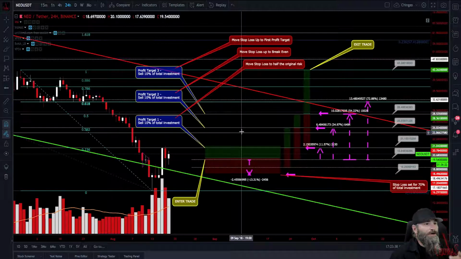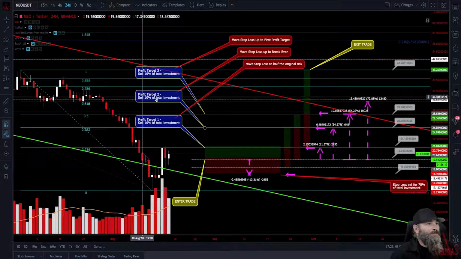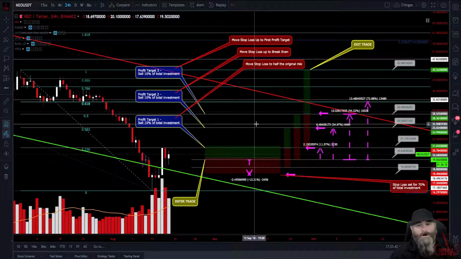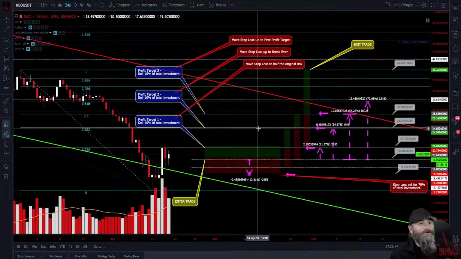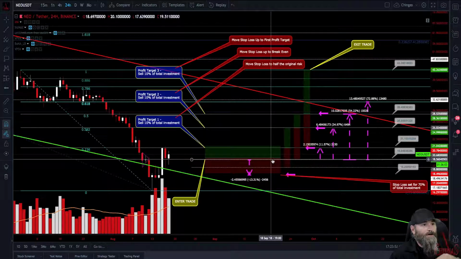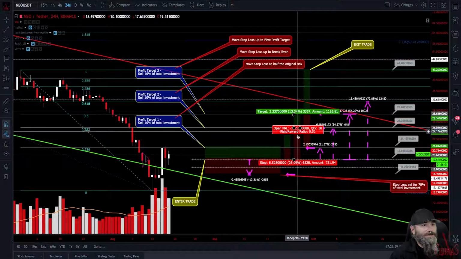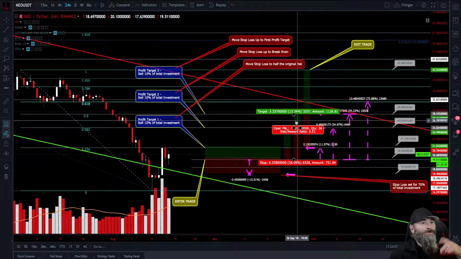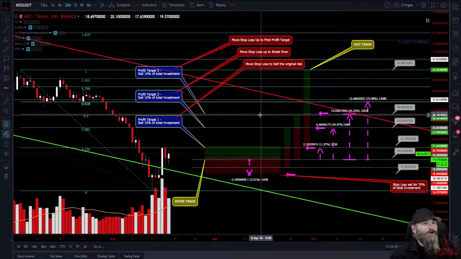Everything goes good. We take our profits, profit target taken. Awesome. Now let's move on to the next profit target. Let's say a profit target of 3. So here is where we're going to move our stop loss up to break-even. Okay, so now we're at break-even as a stop loss. We're going to go another 13%. That'll bring us to the 0.5. All right, that's another good level.